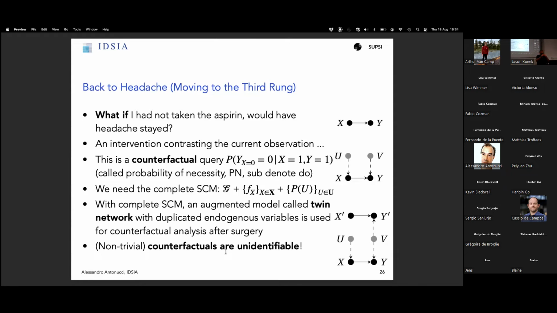And eventually we need to augment the structural causal model by duplicating the manifest variables. Because we need the manifest variables in the real world and a replica of the manifest variables in the alternative world. But if the structural causal model is specified, we can use these auxiliary structures, called sometimes twin networks, sometimes counterfactual networks, to compute counterfactuals.